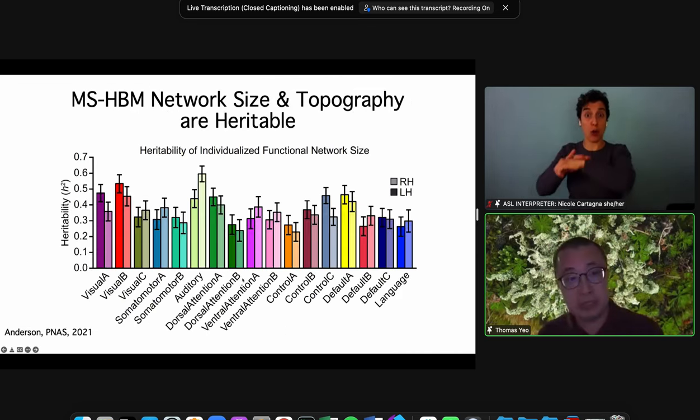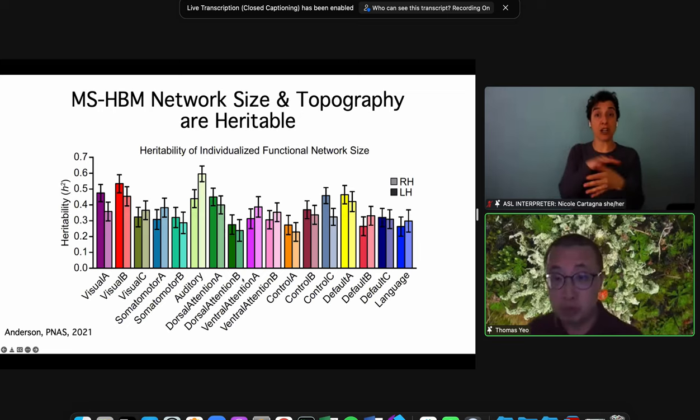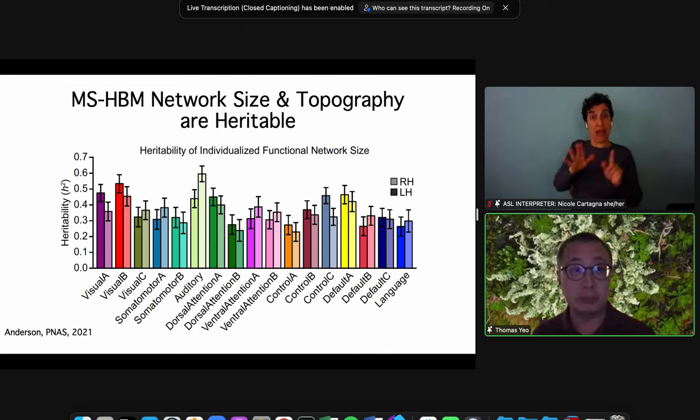In a follow-up study, in collaboration with Avram Holmes' group, Avram Holmes' group shows that individual-specific network size and topography are also heritable. So here, I'm showing you the result for network size.